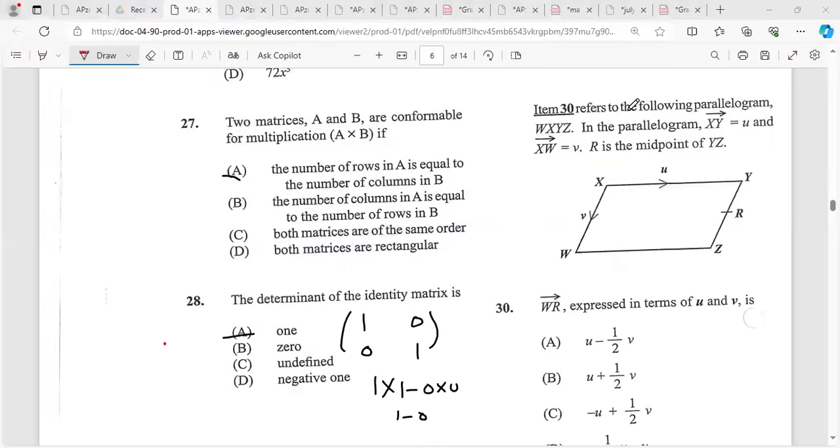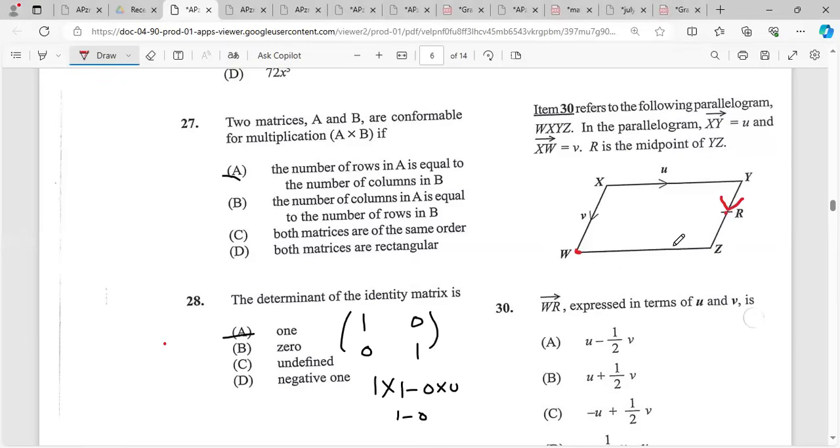All right, so it says item 30, the following parallelogram WXYZ. In the parallelogram, XY, from X to Y, what does that mean? X to Y is U here, and X to W is V. R is the midpoint of YZ. So that means the arrow goes in this direction. R is the midpoint of that. WR is to be expressed in terms of U and V. So we're going from W to R, which is right here.